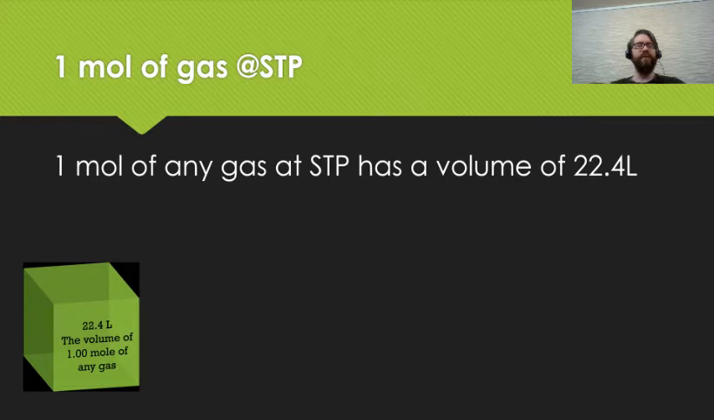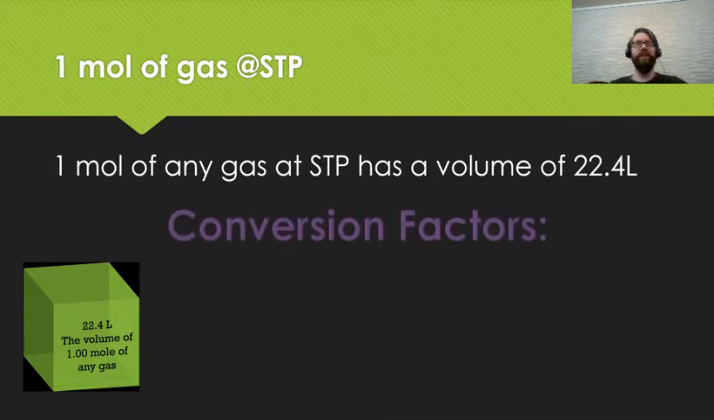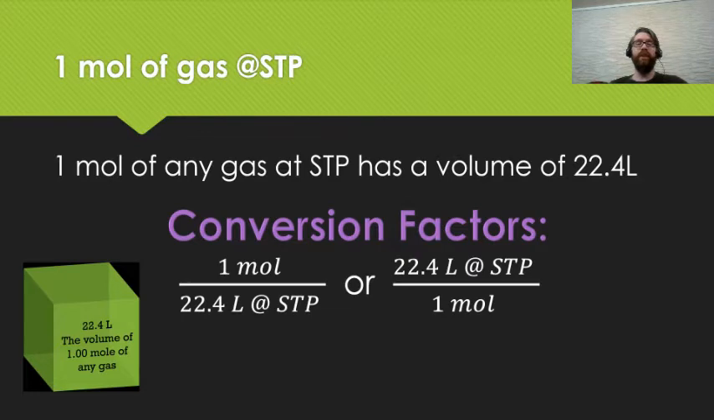Anyway, 22.4 liters. So about 11 pop bottles. That's going to be your molar volume of 1 mole. So we get two conversion factors out of it. We get 1 mole over 22.4 liters and 22.4 liters over 1 mole.